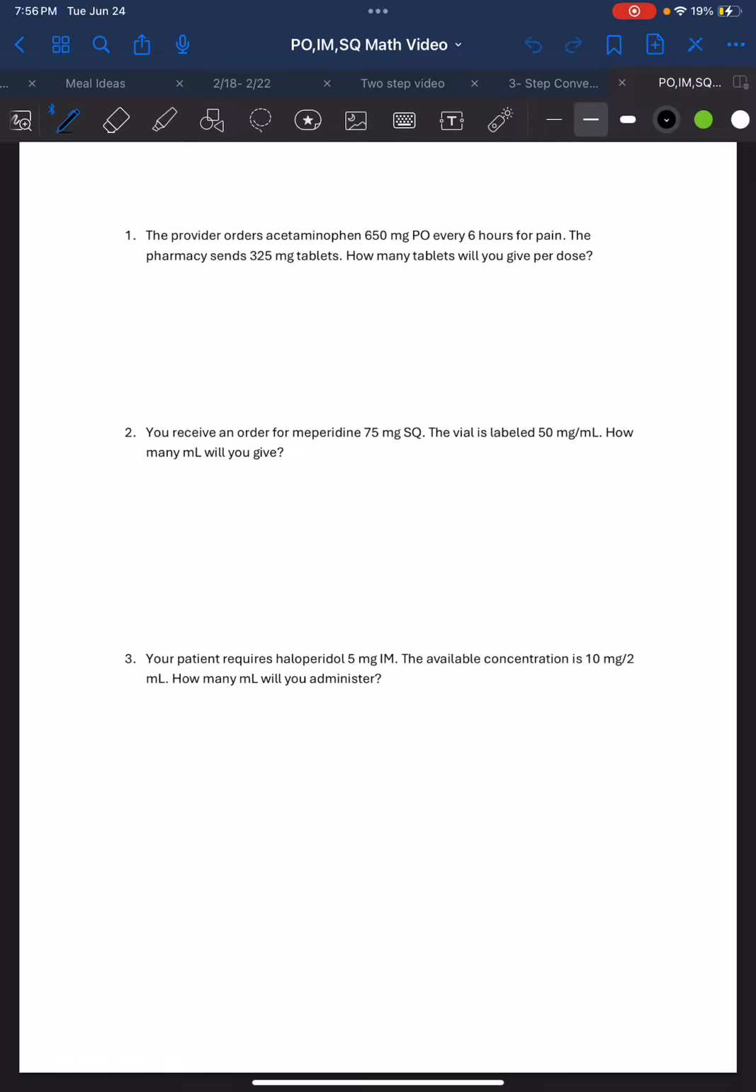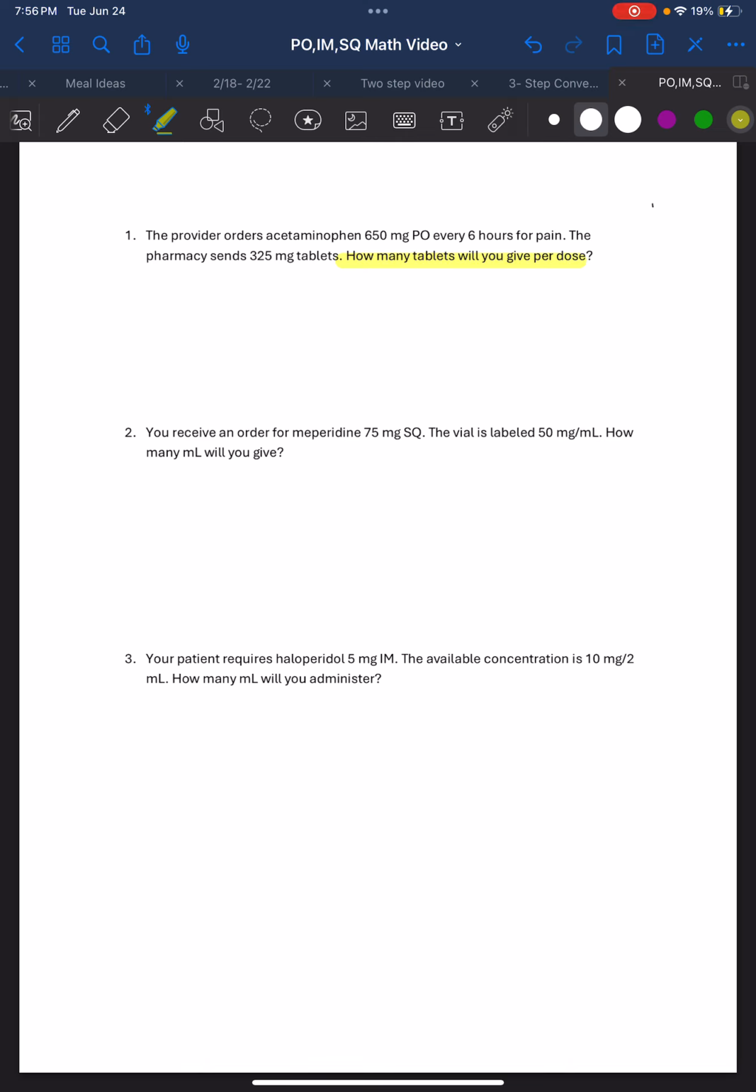So let's start off reading the question for number one. The provider orders acetaminophen 650 milligrams every 6 hours for pain. The pharmacy sends 325 milligram tablets. How many tablets will you give per dose? What we need to do in this question is figure out what is important. First of all, I always say, what is the question asking you? The question is asking, how many tablets will you give per dose?